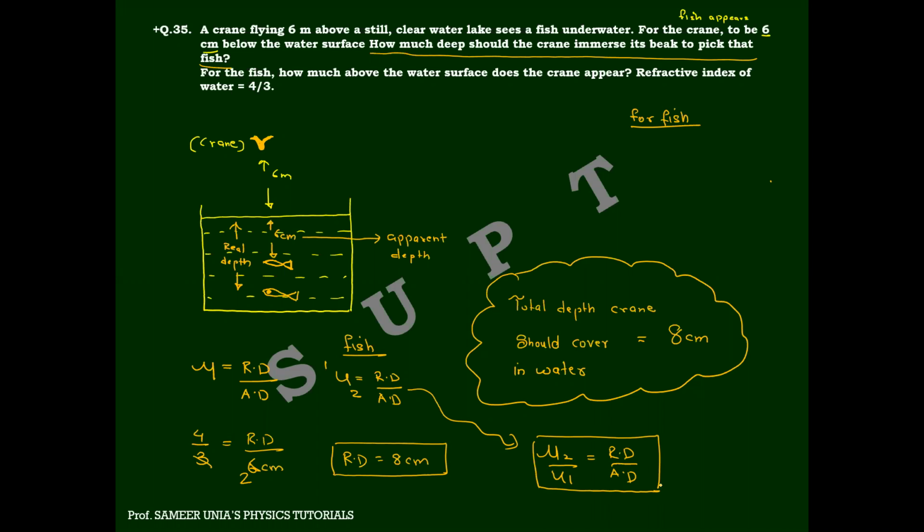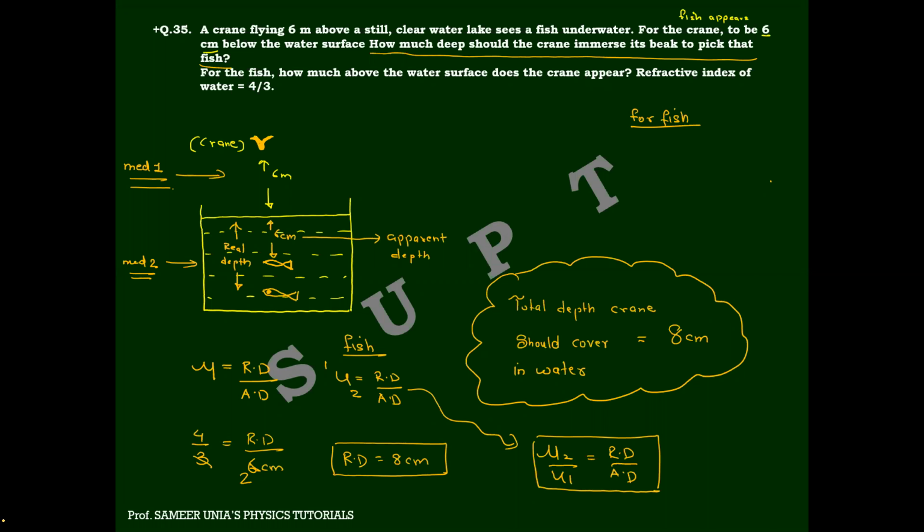अब एक काम करो, consider this to be medium 1 and consider this to be medium 2 always। तो यहाँ पर mu 2 कितना लिया आपने? 4/3 लिया, mu 1 तो 1 ही रहेगा, real depth upon apparent depth। गेटिंग इट क्लियर? ये समझ में आ रहा था?